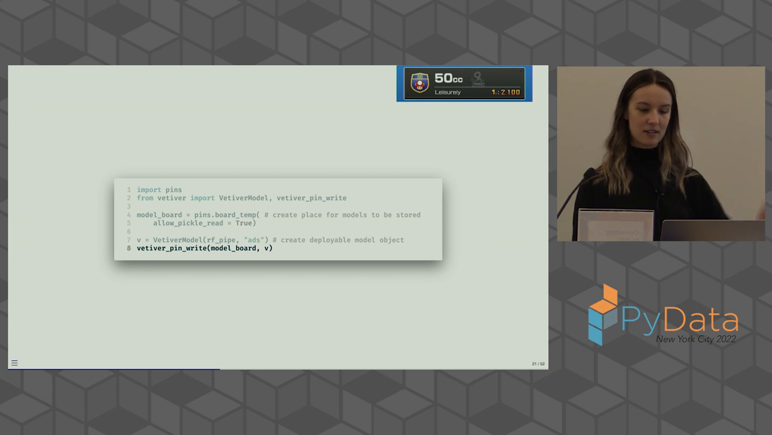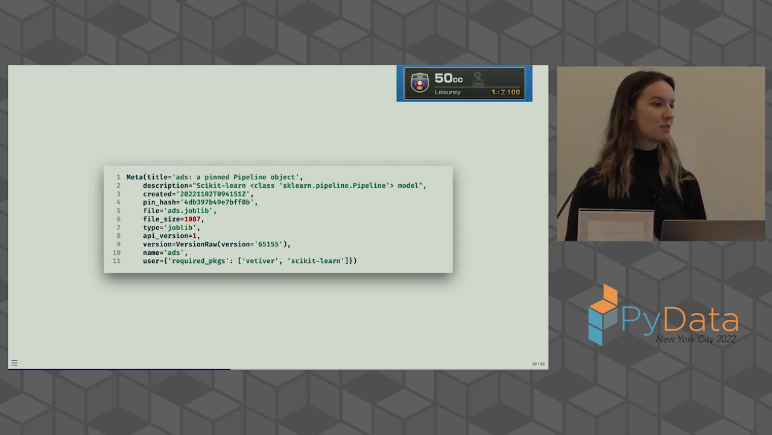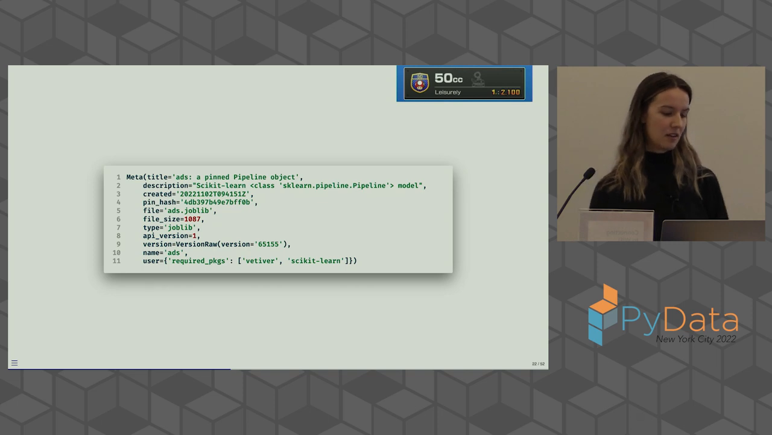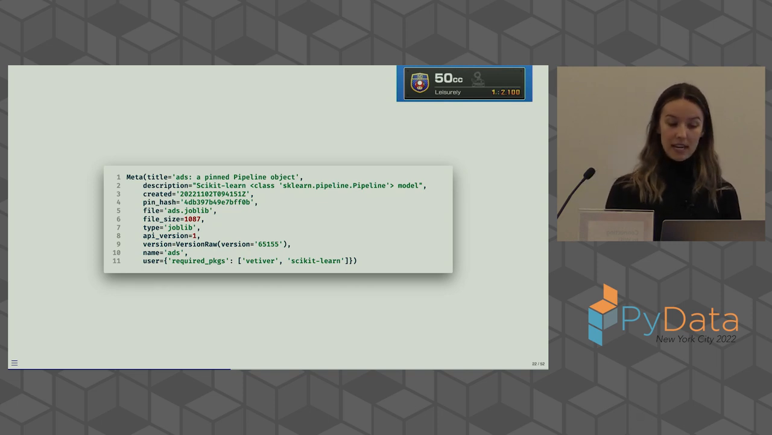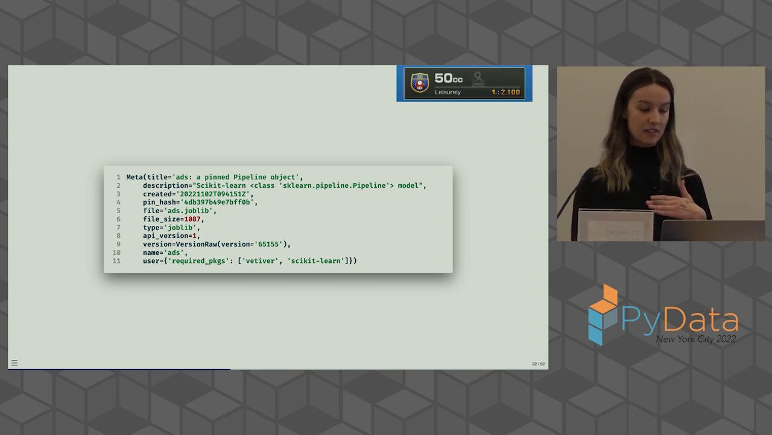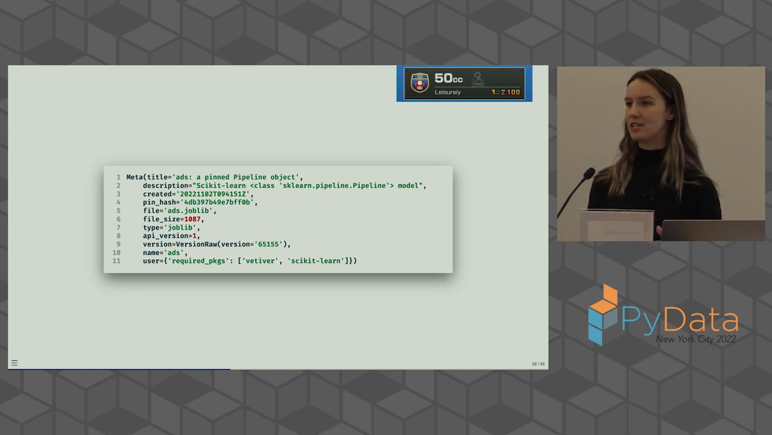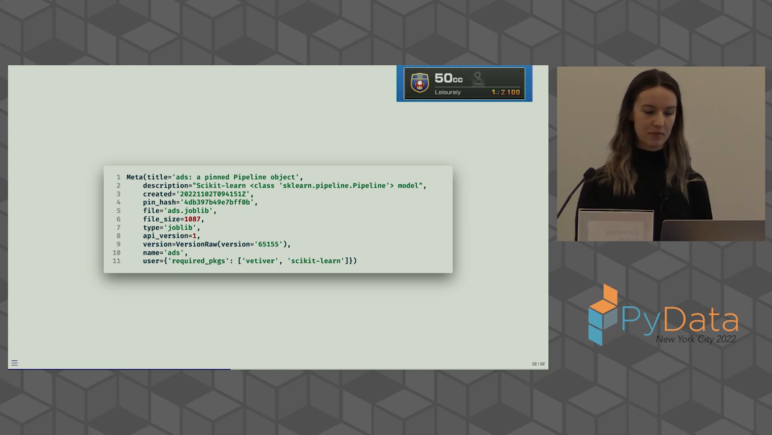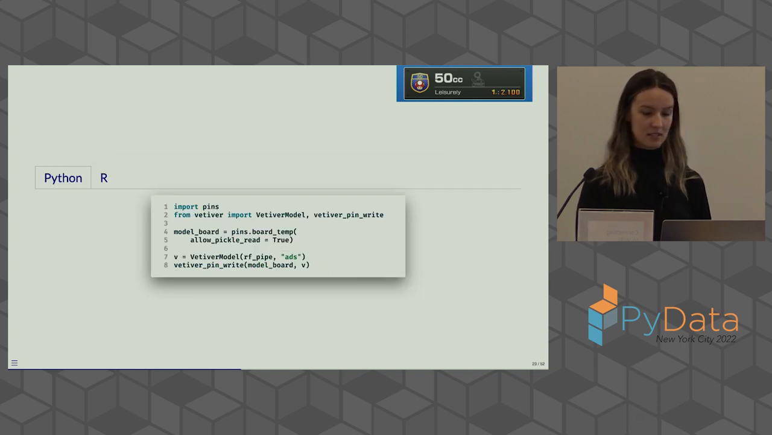You know, it's stored somewhere else, but what about the context? If we're looking at the metadata, we can see there's a bunch of information. We can see when it was created, there's a hash, we can see the file name, it's a joblib file, what kind of model it is, and a few required packages or whatever else you want to put in the metadata. And I did promise that this looks the same in Python and R.